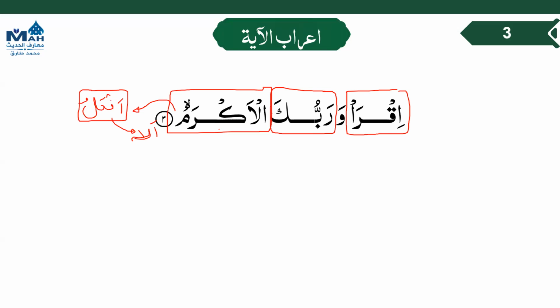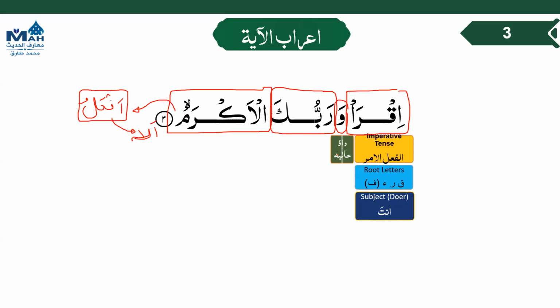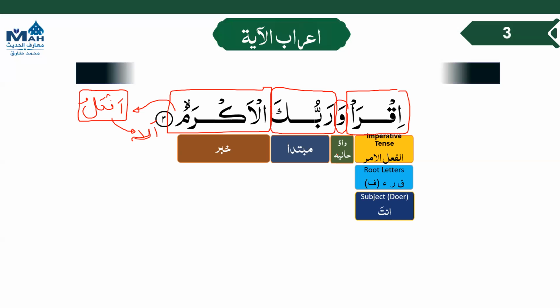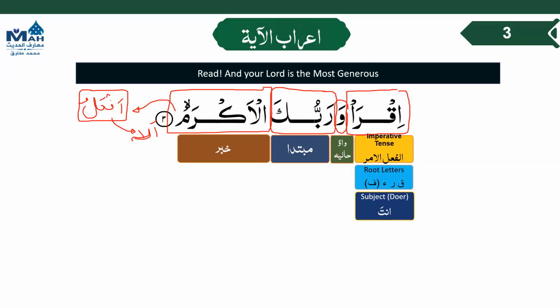Iqra wa rabbukal akram. So the waw in this sentence is waw haliya. So Iqra, you read, in which condition? Rabbukal akramu. So akram, Allah has created the insan. He actually bestowed him this life. He gave him a mind to think. He gave him the ability to work. He raised his status. So read, and your Lord is the most generous.